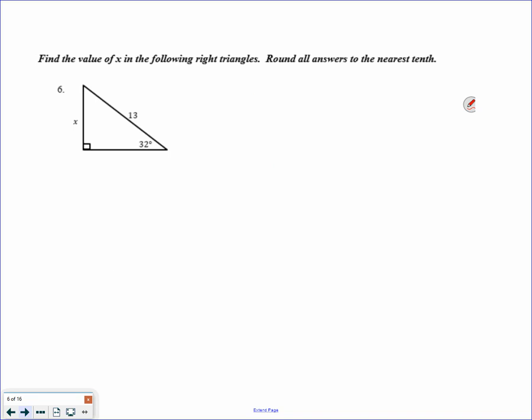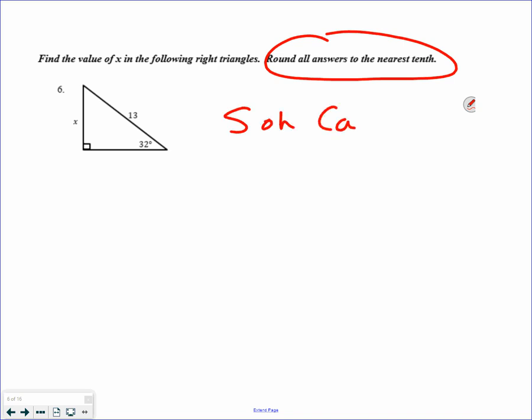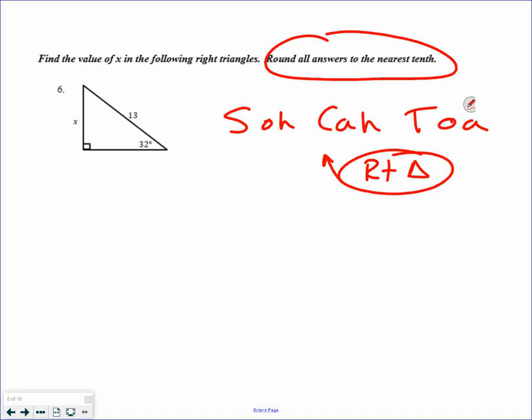Now, what happens if it's not a 30-60-90 triangle? Notice it's telling you to round all answers to the nearest tenth. You are given an angle, and it's a right triangle. This is right triangle trig only. Are you allowed to use SOHCAHTOA? It has to be a right triangle in order to use this. So now, in this particular triangle, you are given the opposite side and the hypotenuse.